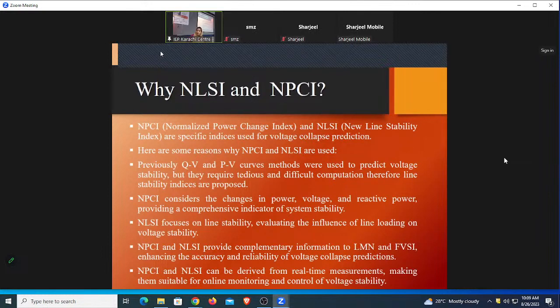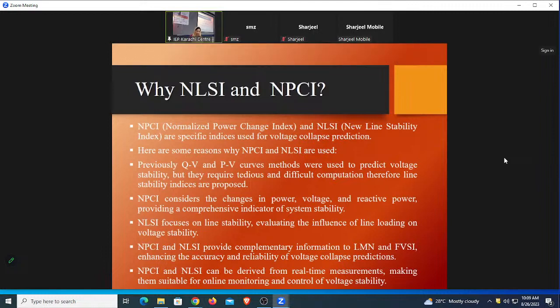NPCI and NLSI both are line stability indices. NPCI considers the changes in active power, voltage, and reactive power, providing a comprehensive indicator of system stability, while NLSI focuses on line stability, implementing the influence of line loading on voltage stability. NPCI and NLSI can be derived from real-time measurements, making them suitable for online monitoring and control of voltage stability.